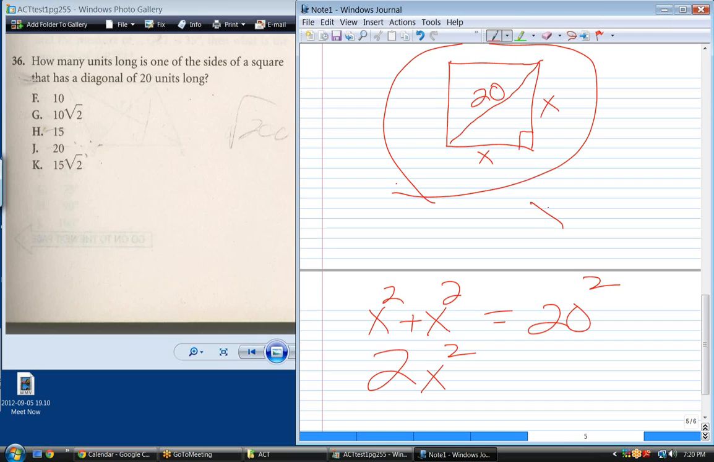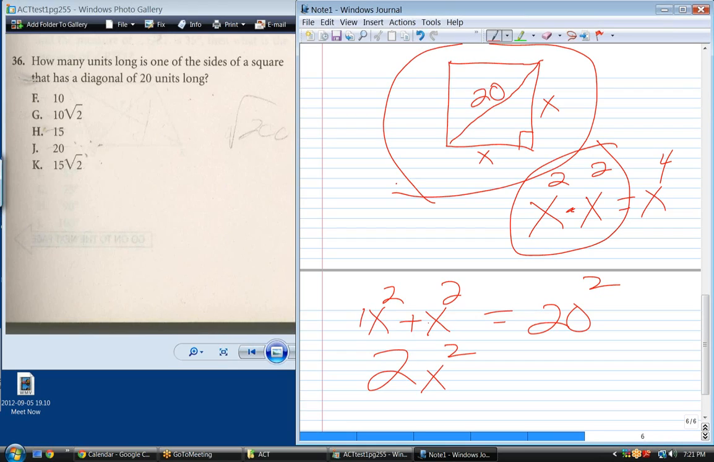Right, it's not the same as x squared times x squared. X squared times x squared would be equal to x to the 4th. But notice this is multiplication here, and what we're doing in this problem is addition. So if I have one apple and I add another apple, I get 2 apples. So we have 2x squared equals 400.